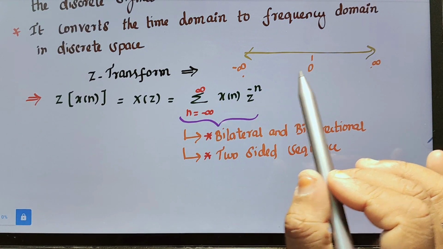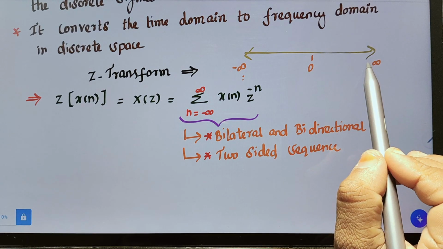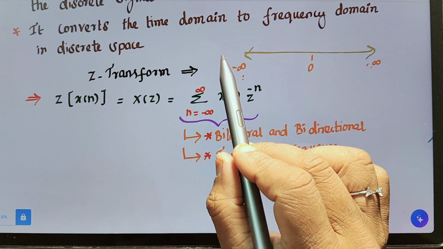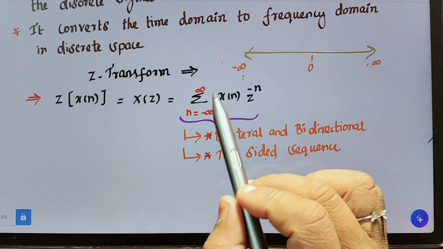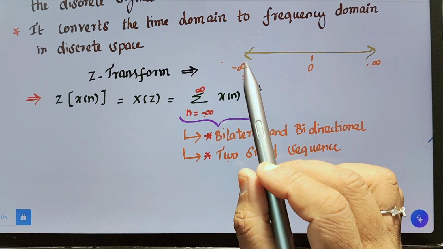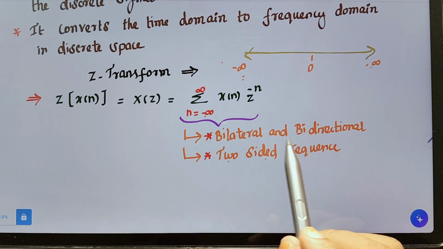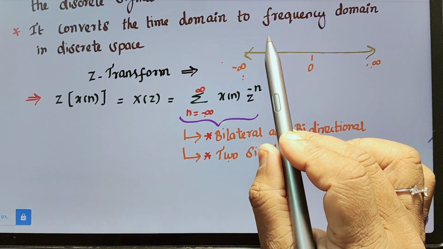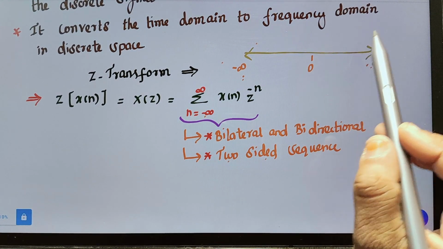Here, the limit range is minus infinity to plus infinity. So it is known as a two-sided sequence because it has a negative part as well as a positive part. So it is a bilateral and bidirectional transform. Bi means two. They have the negative side as well as the positive side.